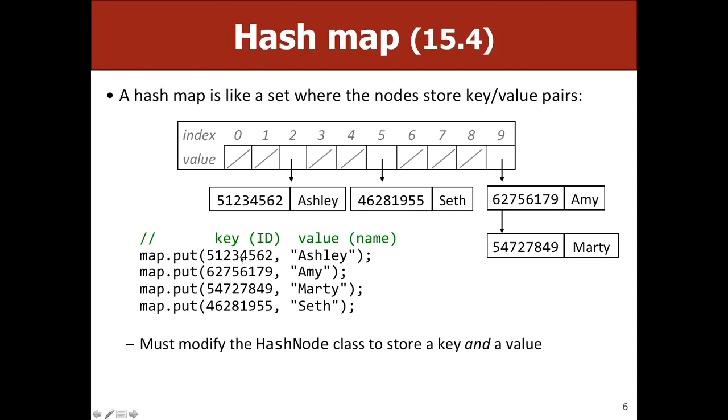And then some of the function names are a little bit different. You would still have contains, but now it's contains key. Instead of having add, you would have put, and get, which would return the value. So you'd have to search your hash map for the key and then get the value from that node. But generally pretty similar.